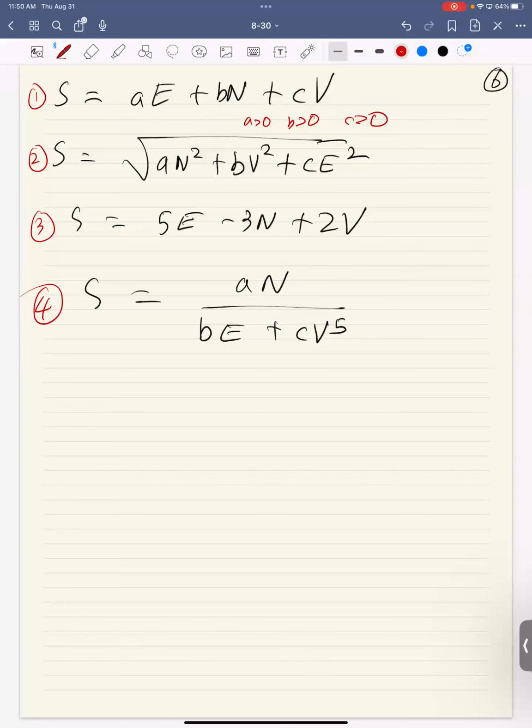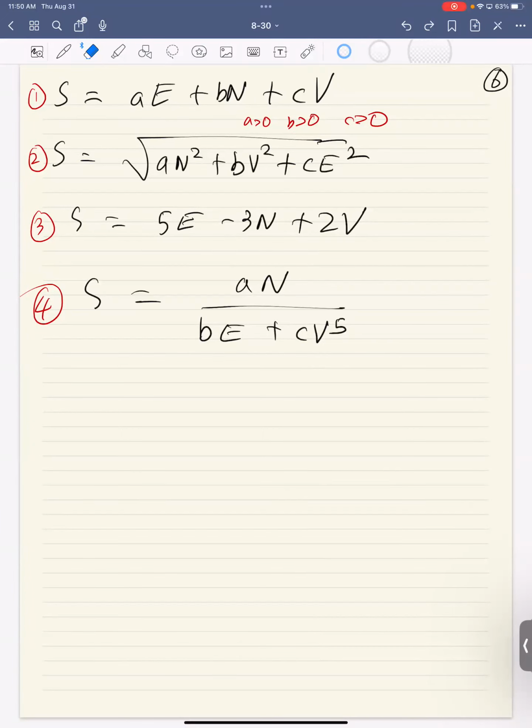You are nodding your head no. Why not? But it's a square root. If I double N, let's assume these are not there, and I double N, what will it become? It will become A square root of 4N squared. And what is the square root of 4? 2. So it will double. So it actually is extensive. Okay, that's a trick one.